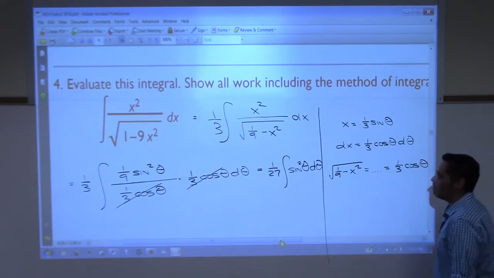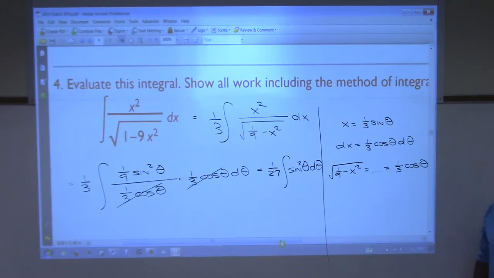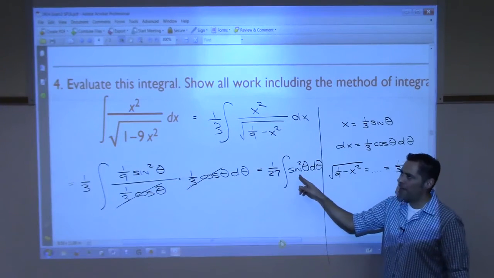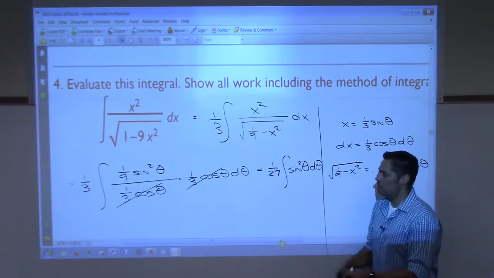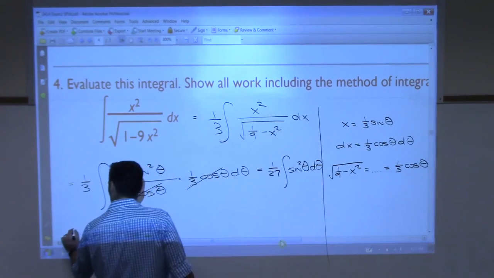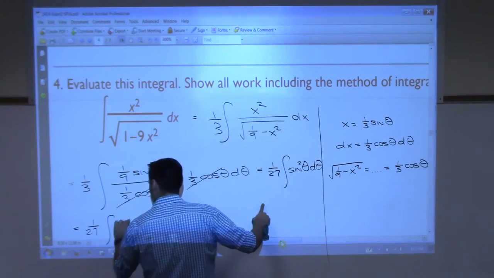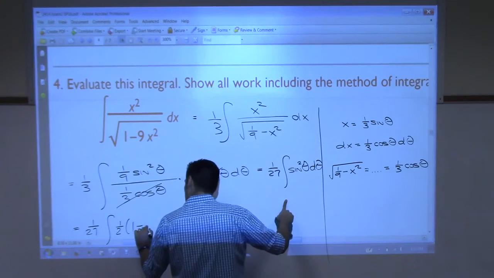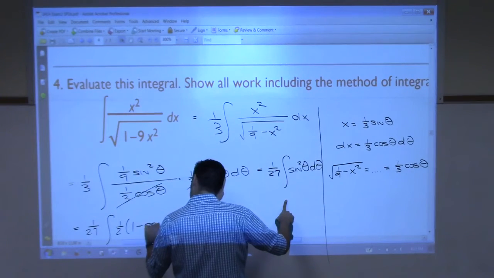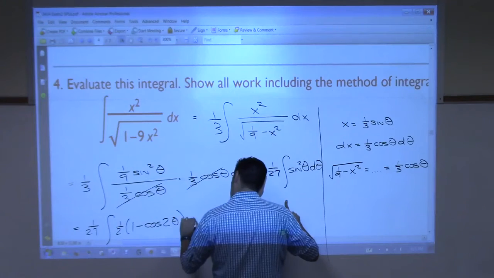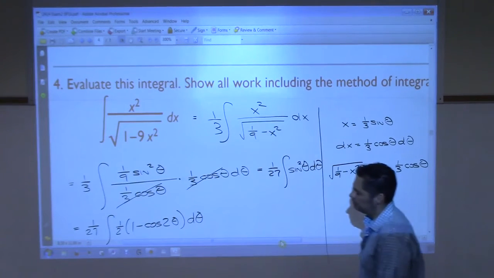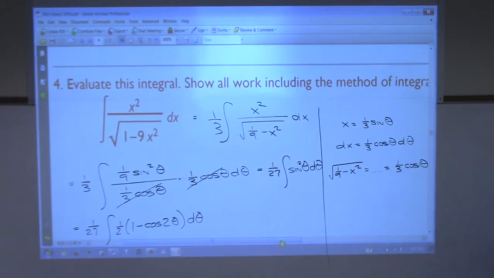How do we handle even powers of sine? Half angle identity. So this is going to turn into 1/2 times, in parentheses, 1 minus cosine 2 theta. So 1/27 integral 1/2 times 1 minus cosine 2 theta d theta. And then we just take the 1/2 out, yeah. I think that's a good idea.